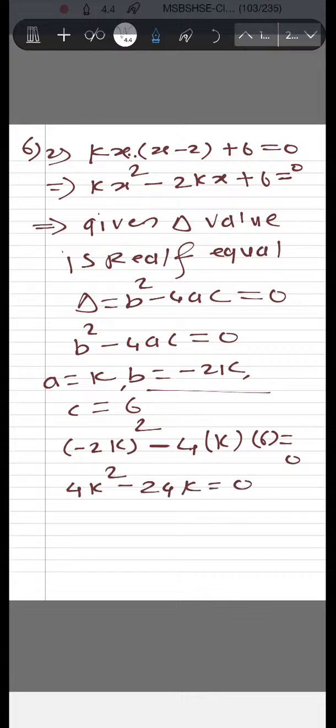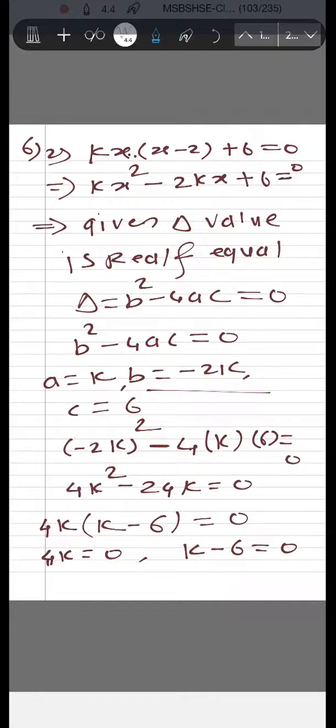Let's take 4k common from here. So 4k, if I take it common, k will remain here, and we know 6 for the 24. So 4k times (k minus 6) is equal to 0. So just observe by comparing the corresponding factors: 4k equals 0 and k minus 6 also equals 0. So k equal to 0, and here the minus 6 comes to this side, so k equals 6.